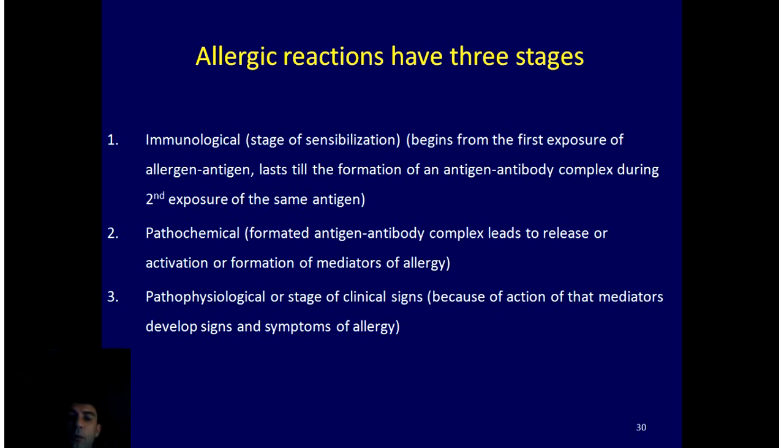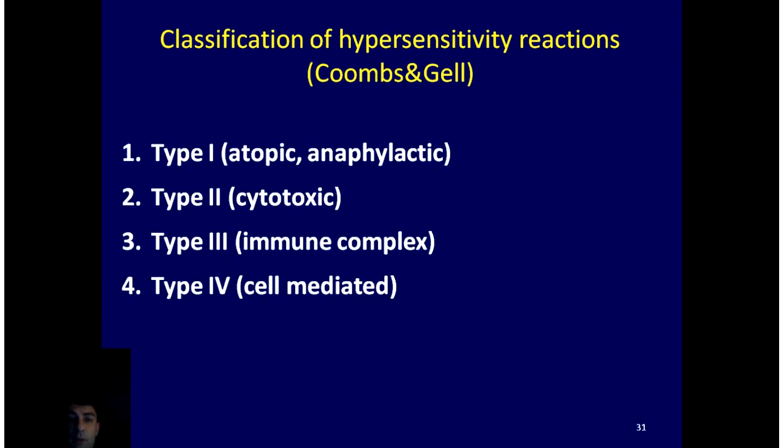bronchospasm, or in the most dangerous case, systemic reactions like systemic anaphylaxis, with severe reduction of blood pressure due to vasodilation and distributive shock. So let us first classify these hypersensitivity reactions.